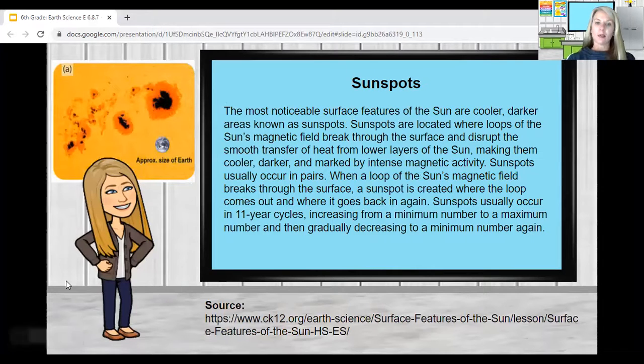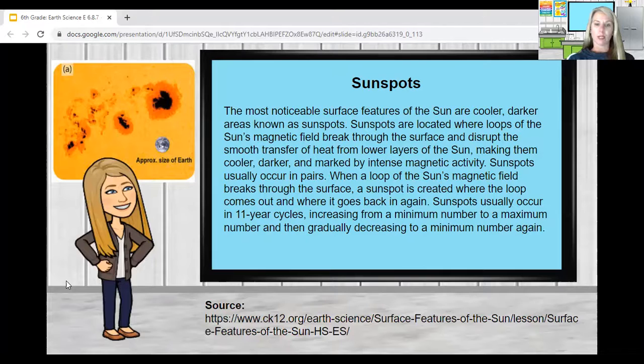Sunspots. The most noticeable features of the sun are cooler, darker areas known as sunspots. Sunspots are located where loops of the sun's magnetic field break through the surface and disrupt the smooth transfer of heat from lower layers of the sun, making them cooler, darker, and marked by intense magnetic activity. Sunspots usually occur in pairs. When the loop of the sun's magnetic field breaks through the surface, a sunspot is created where the loop comes out and where it goes back in.